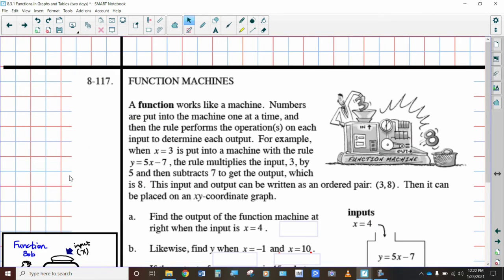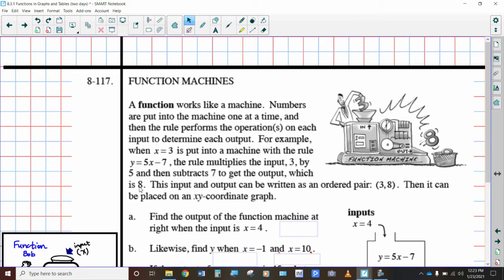All right, so let's start talking about functions. A function works like a machine. Numbers are put into the machine one at a time, and then the rule performs the operations on each input to determine each output. For example, when x is equal to 3 is put into a machine where the rule is y equals 5x minus 7, the rule starts by multiplying your input number 3 times the 5, and then after you get that answer, you subtract 7, and you would get an output of 8.